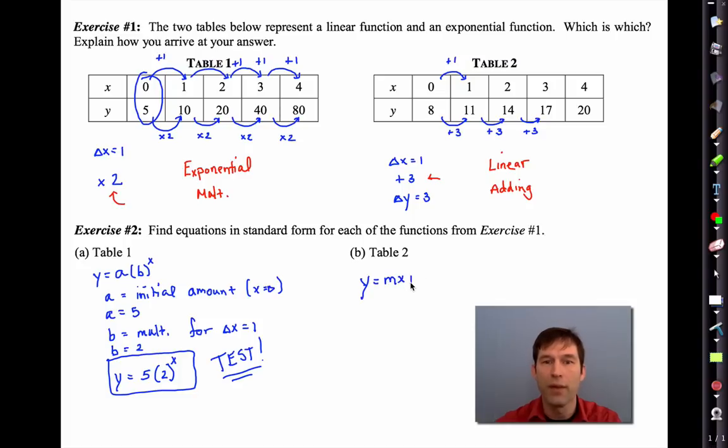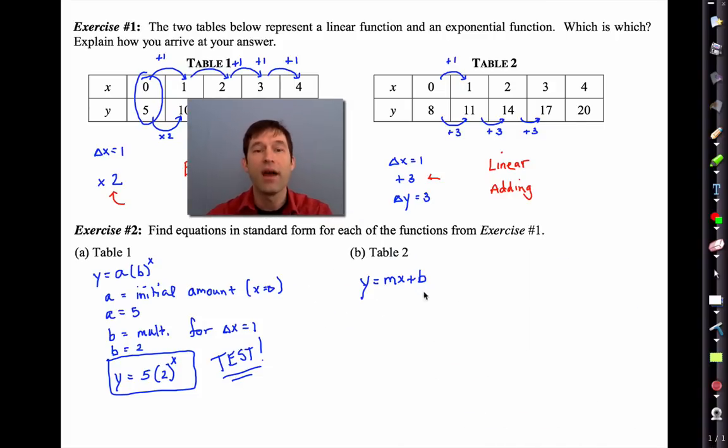Let's transition over to exercise 2, letter B. For a linear function, I would always suggest immediately write down y equals mx plus b. Again, b, let's go there. That's our starting value. It's our y-intercept.